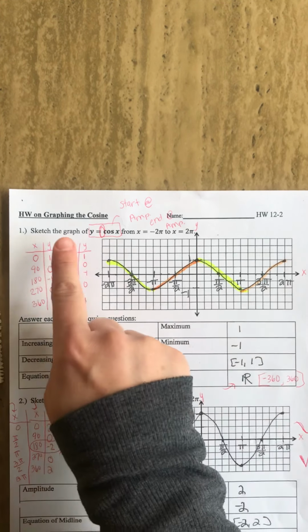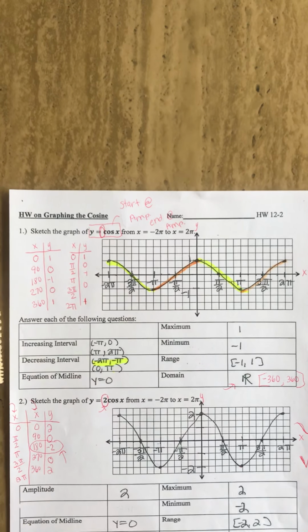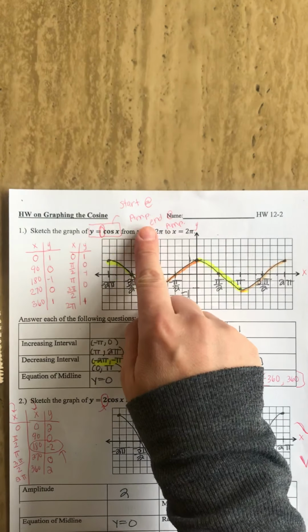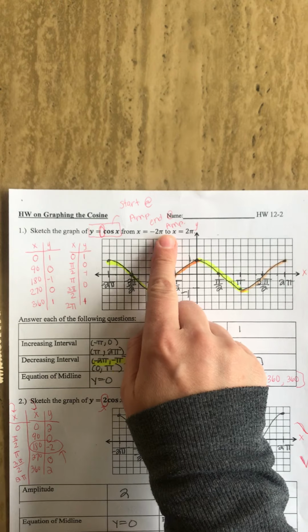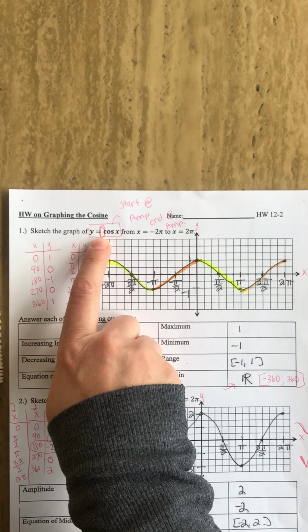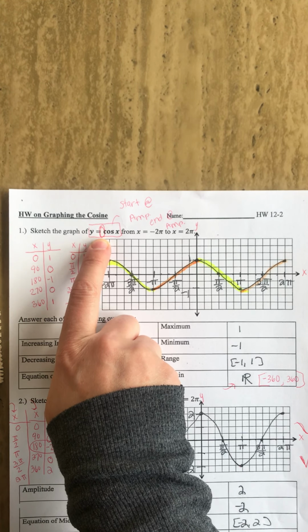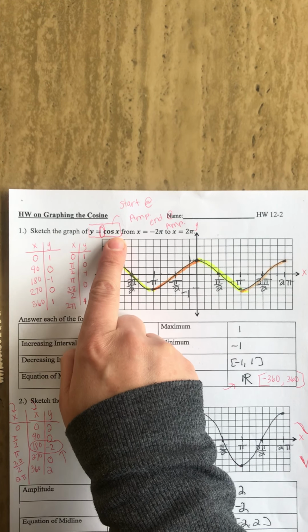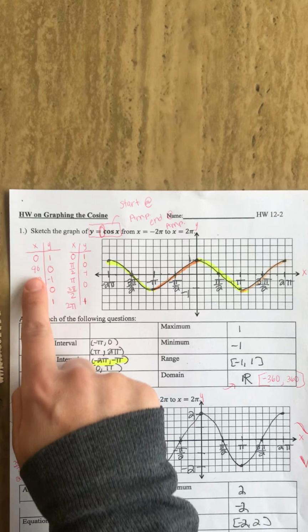I don't care whether you guys use degrees or radians, but become comfortable with both of them as you move forward. Remember, cosine, we're going to be starting at the amplitude and ending at the amplitude. And your amplitude is always right out in front. And if you don't see a number there, you can assume that it will be 1 cosine x. So you're going to start with your 5 main points.